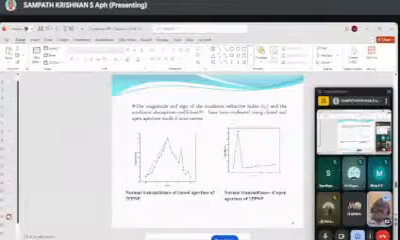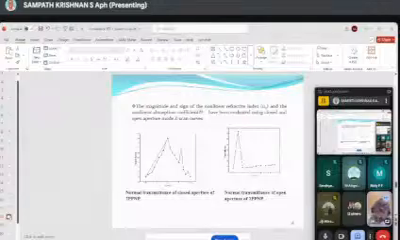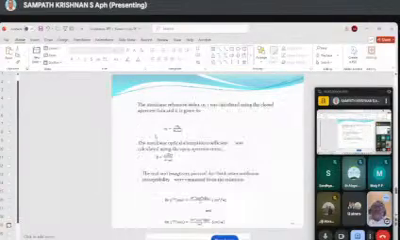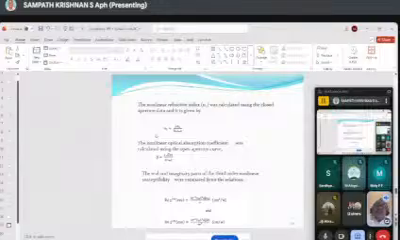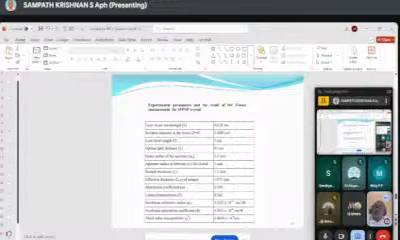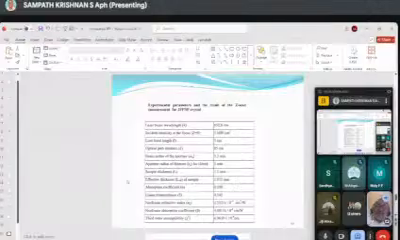Here the normalized transmittance of the closed aperture is shown in the first graph. The second graph indicates the open aperture. These formulas are used to calculate the value of n2 from the closed aperture data, and the optical absorption coefficient is calculated using these formulas. Using these formulas we are calculating, and the data are presented in these tables.